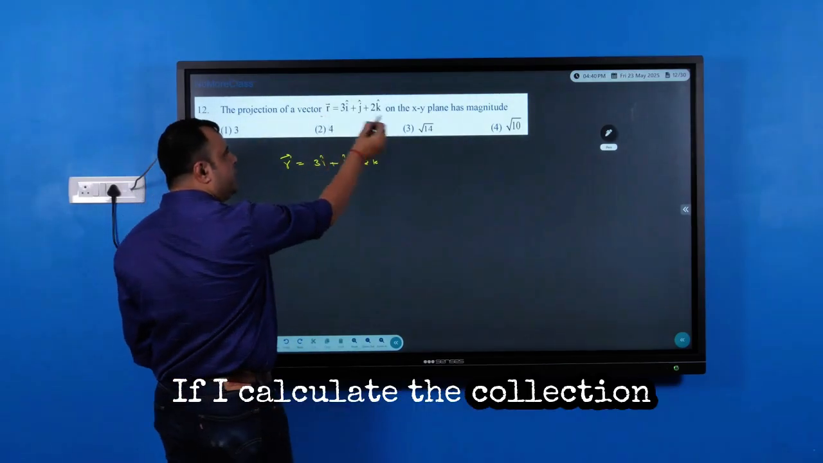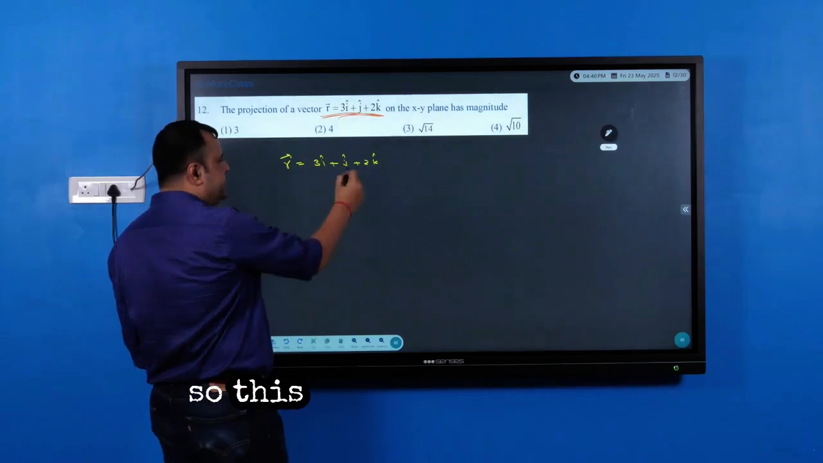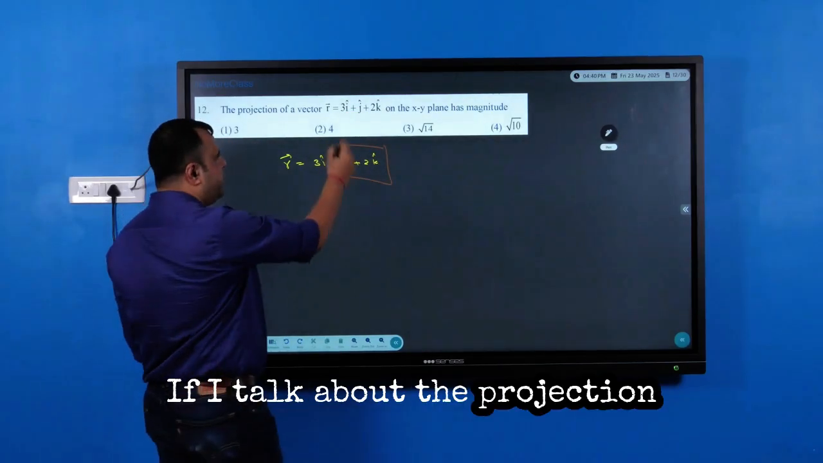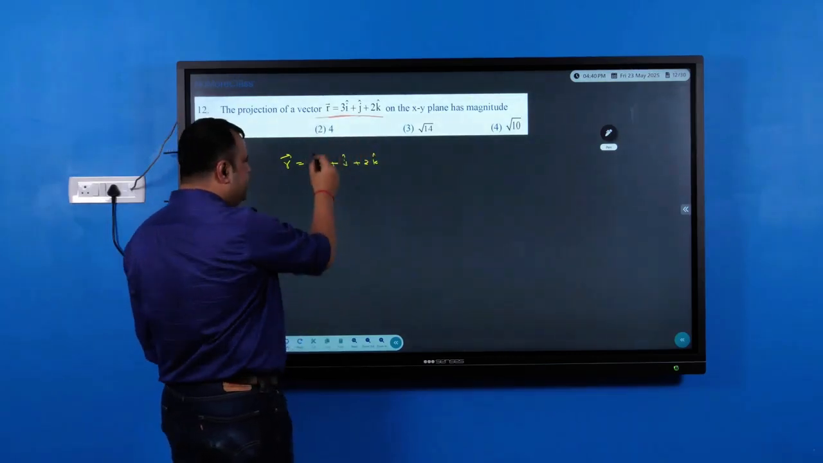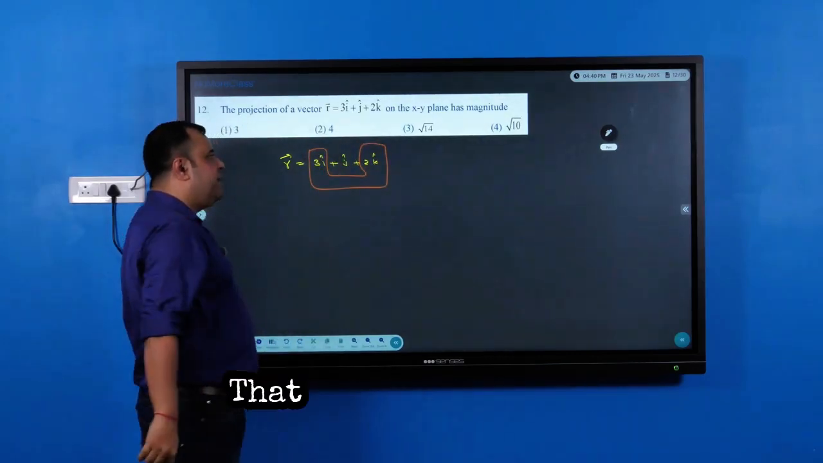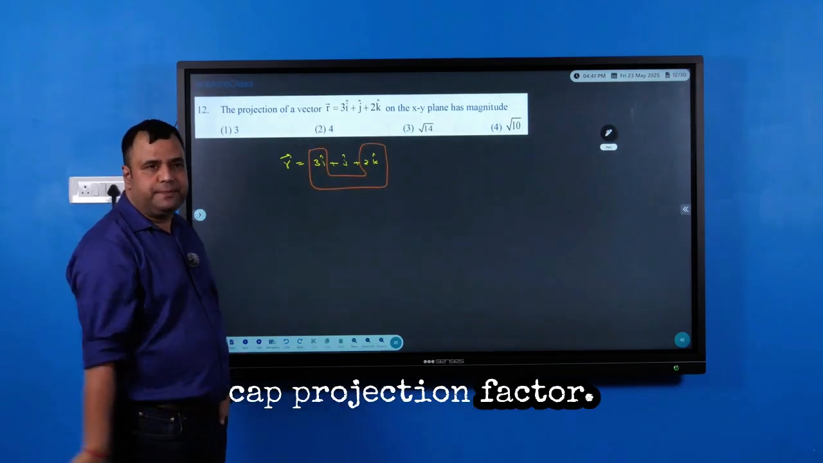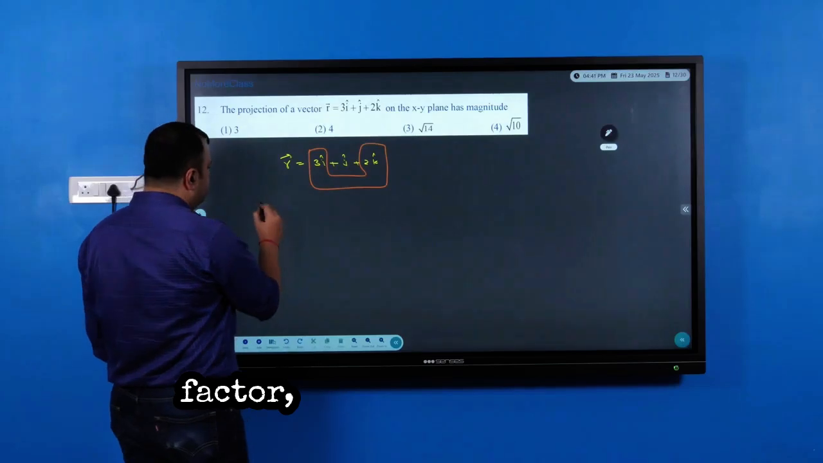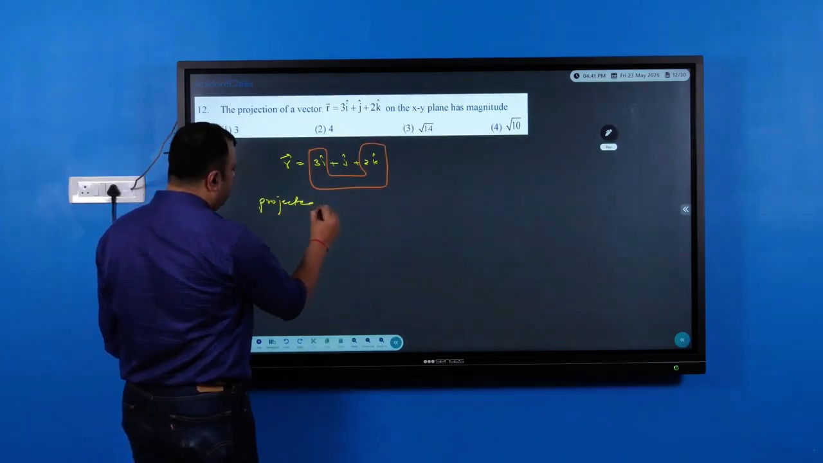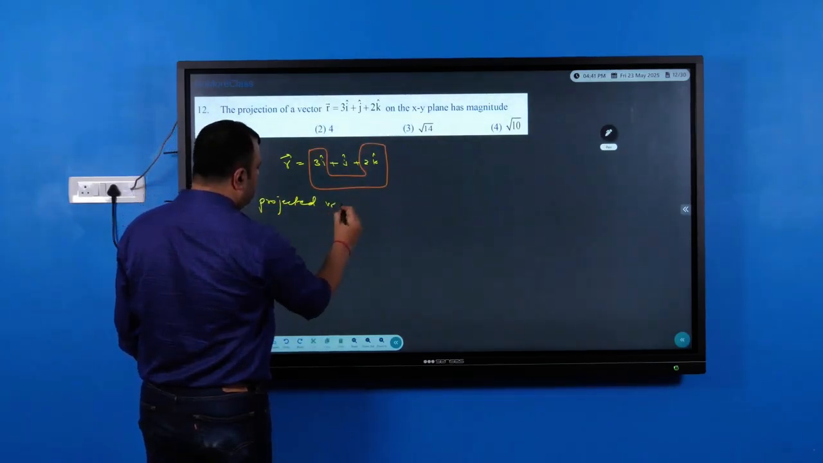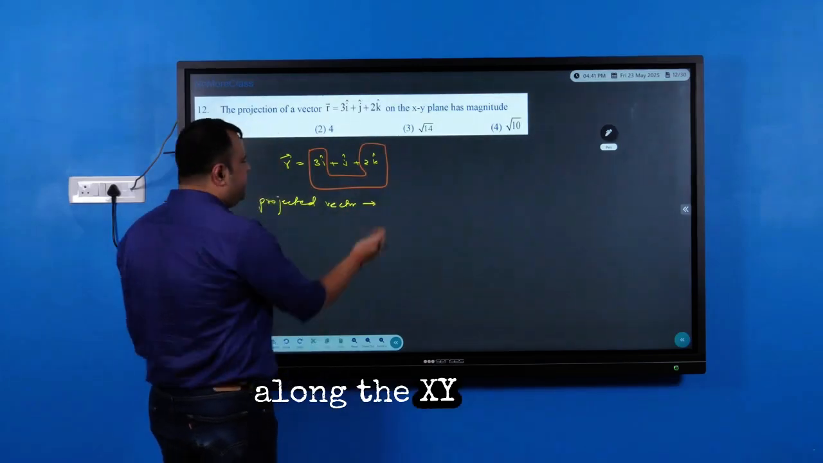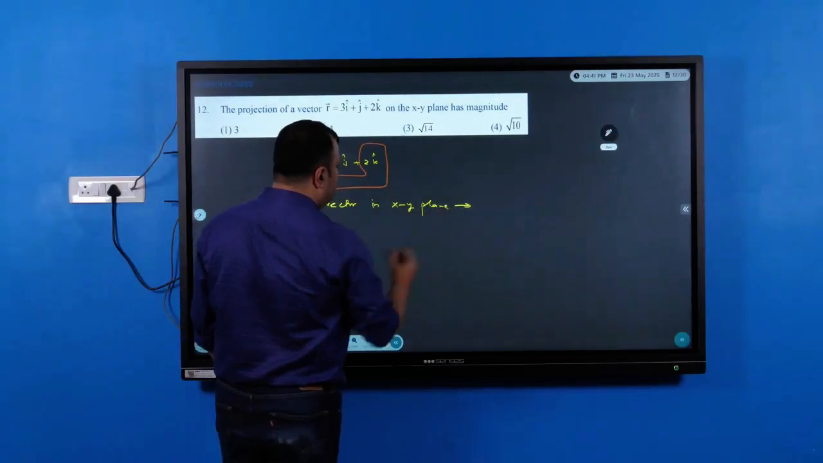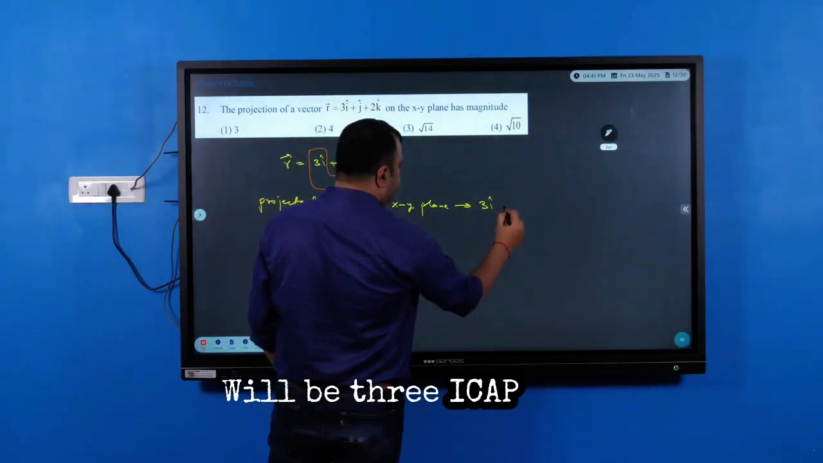If I calculate the projection of this vector in the yz plane, so this is y and this is z, this is going to be the projection. If I talk about the projection of the same vector in the xz plane, then the projection vector will be 3i cap plus 2k cap. But since they're asking about the xy plane, first let me calculate the projected vector along the xy plane, which will be 3i cap plus j cap.